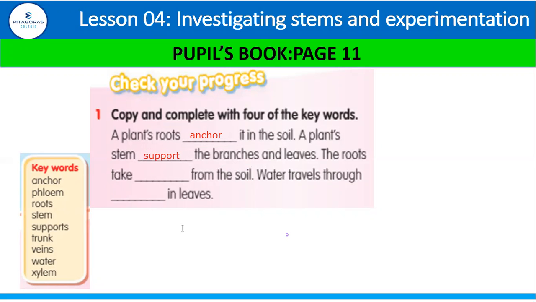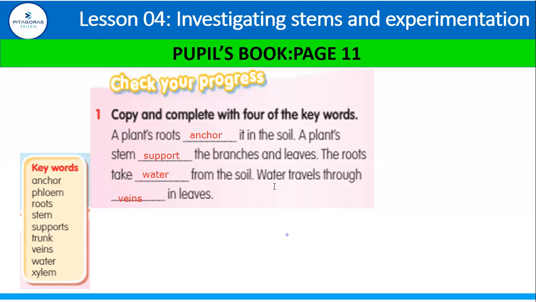Estás haciendo muy bien. The roots take. What do the roots take? Excellent. Takes water from the soil. And the last one, water travels through the what? Esa agua, ¿por dónde viaja? Through the veins. Excellent, because the leaf, las hojas también tienen venas. So through these veins, the water is going to travel. Por esas venas, el agua va a viajar.